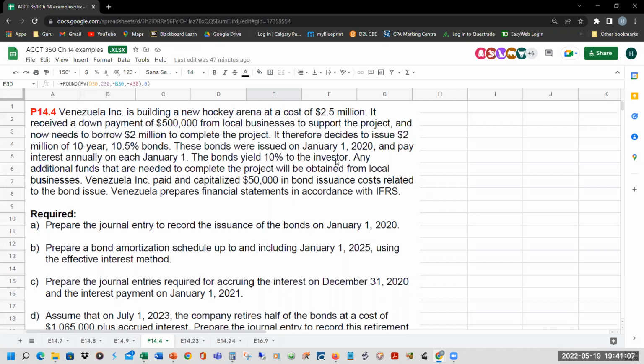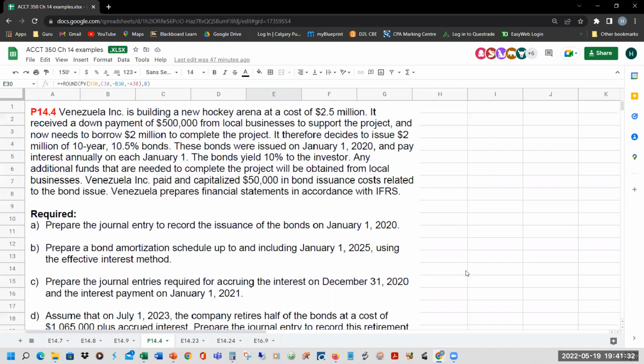I paid $50,000. Well, I credited cash $50,000. What am I going to debit? It can either be an expense or something else. The standards say you can't expense it because you have to capitalize it. When it means capitalize, what we essentially do is debit the bond payable liability, reducing the bond payable liability by the $50,000.